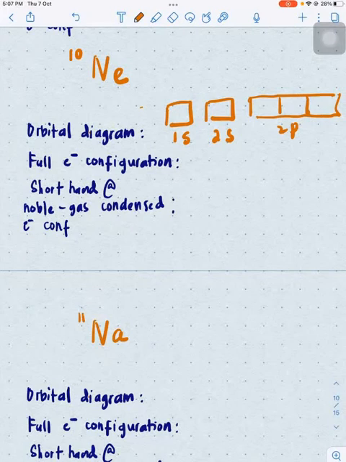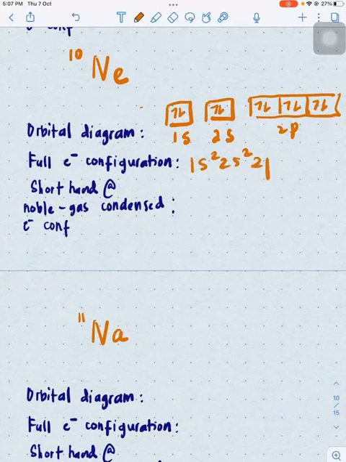Okay, so for neon, we can see that ada 10 elektron, maka 1, 2, 3, 4, 5, 6, 7, 8, 9, 10. So you have a full house kat sini. Semua penuh. 1S penuh, 2S penuh, 2P pun penuh. Then by right 1S2, 2S2, 2P berapa kat sini? 6. 2p6. Okay, 2p6.